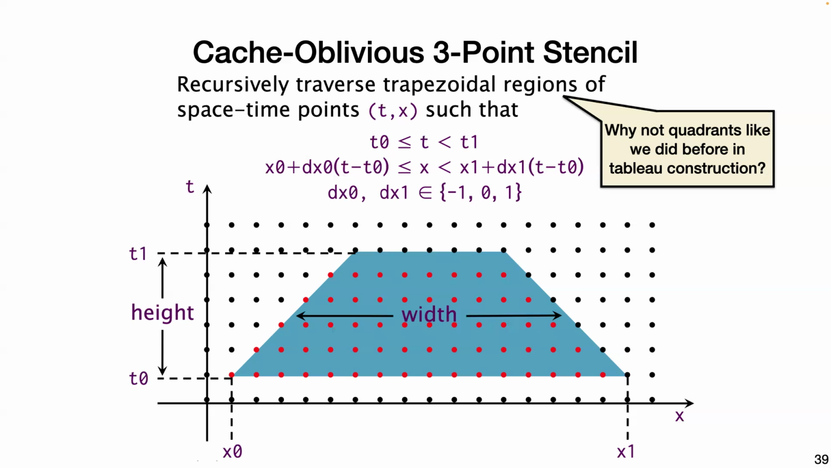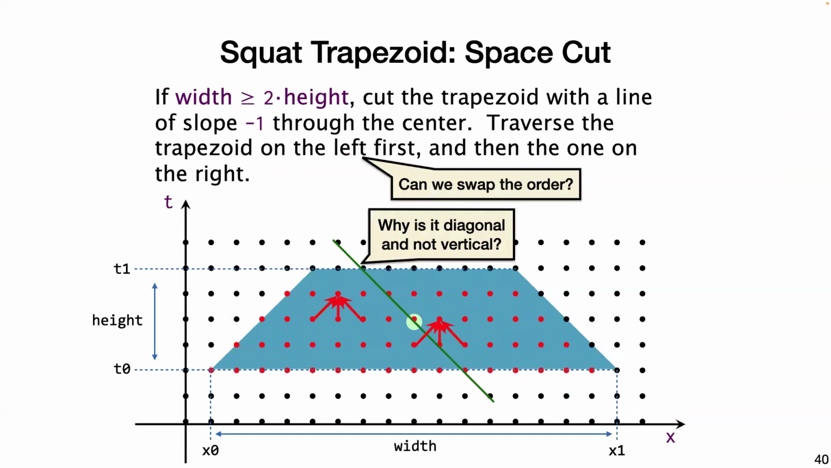Yeah, I already answered this question. Why are we not doing quadrants like when we did Tableau when we were talking about work-span? We can't do quadrants because then you don't get the dependencies right. Okay.